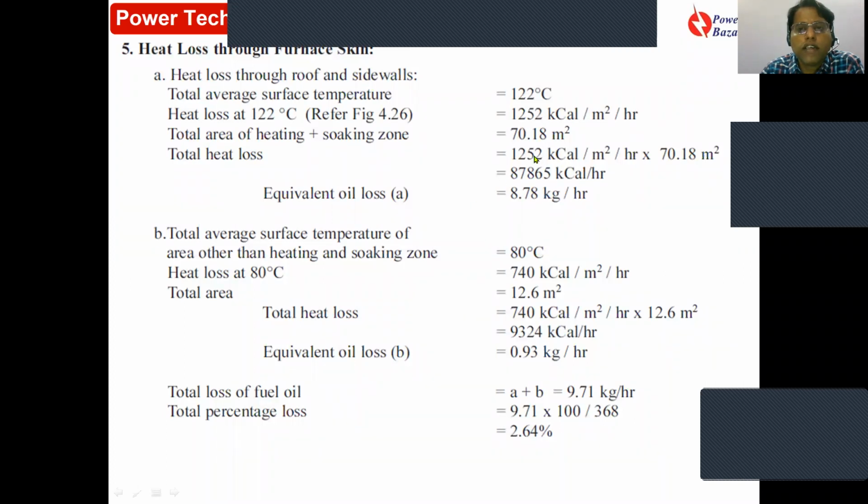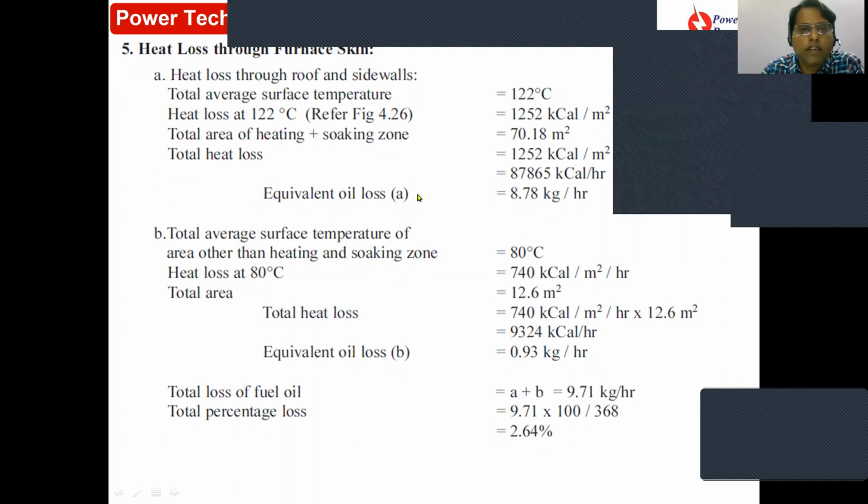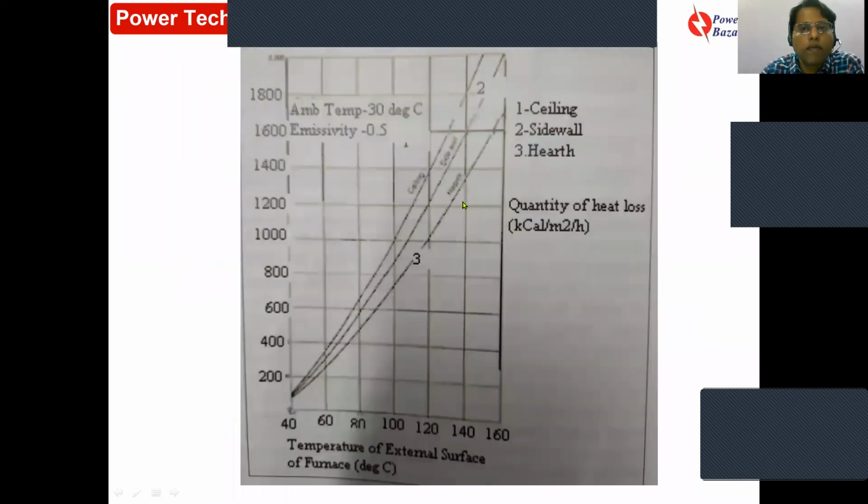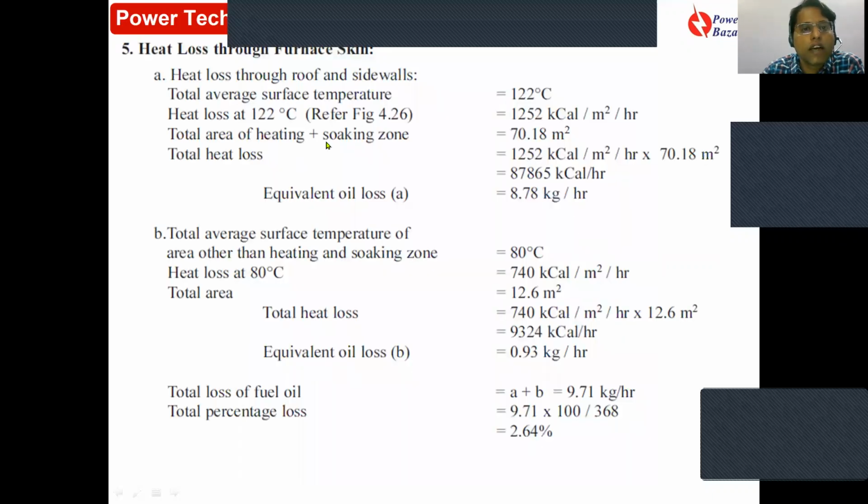Now, if I see, this is 122 degrees Celsius, and the heat loss from the roof and sidewall can be found out from this. So, basically 1 is the ceiling, 3 is the hearth, 2 is the sidewall. Let us take this 2. So, 122. If I go like this, I'll get it almost in this range. From this graph, I can find out this is almost 1252 kilocalorie per meter square per hour. Now, what is the total area? Heating zone plus soaking zone is given as 70.18.